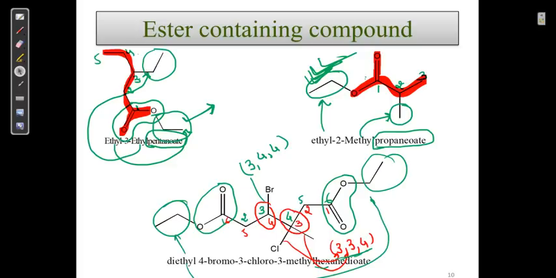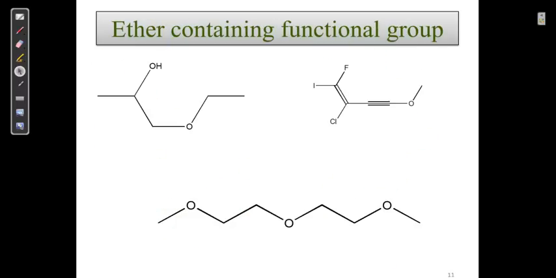Now we have word root ane, primary suffix, dioate, secondary suffix. This is arranged alphabetically. Garbage is arranged alphabetically, dear student. Remember that. So bromo, the B is first, then C and M. Then we are getting this IUPAC name. See, this is one of the important names we have. So these are the ministers and these are the corporators.